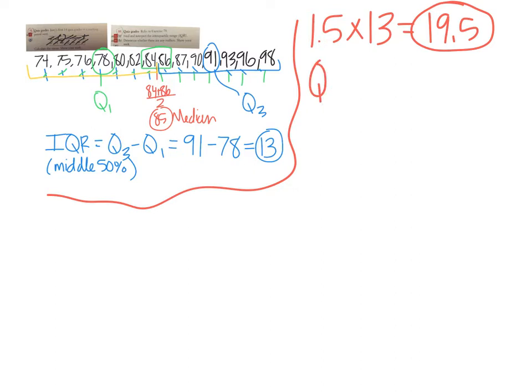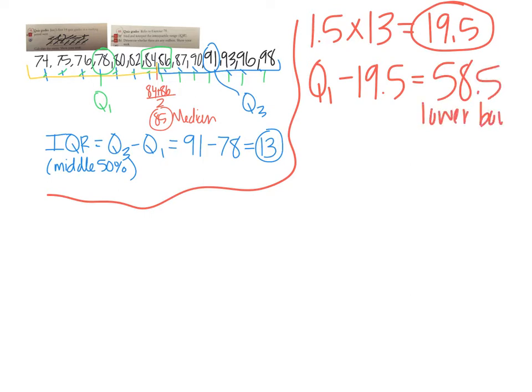So my lower boundary is going to be Q1 minus 19.5. Remember, Q1 was 78. So if I do 78 minus 19.5, I get 58.5. Okay, this is going to be my lower bound, or my lower limit.